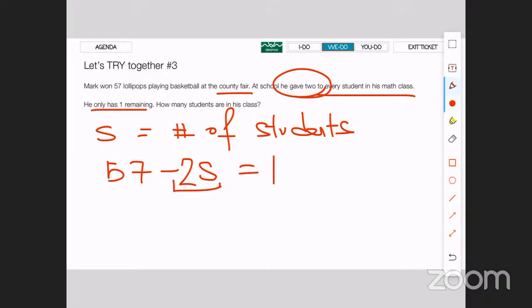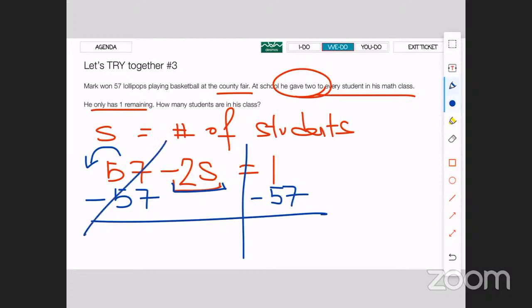To solve this problem, you're going to follow the same two-step equation. You're not going to touch the variable term, 2S. Think about the 57. It's a positive 57. So because of that, you need to subtract 57 from both sides. The 57s cancel out this time because 57 minus 57 becomes 0. Bring down the 2S with the negative sign in front of it. Always include the sign in front if there is a negative. And 1 minus 57 is negative 56.